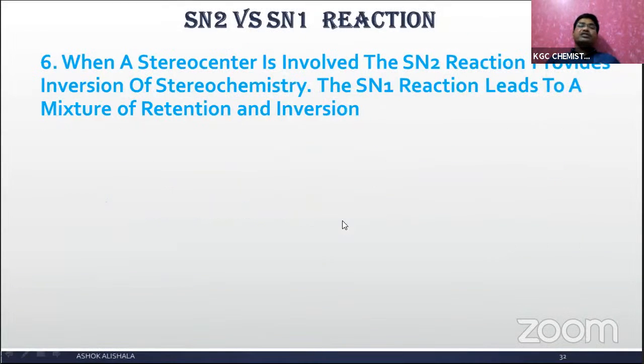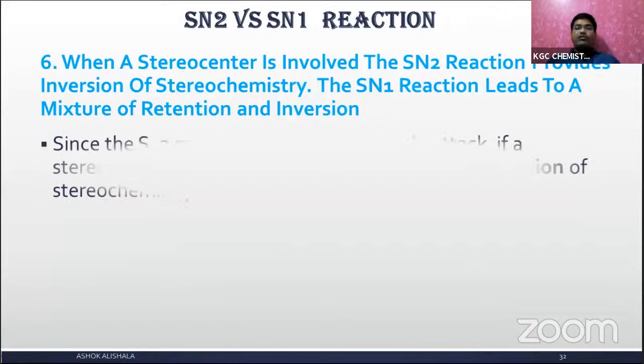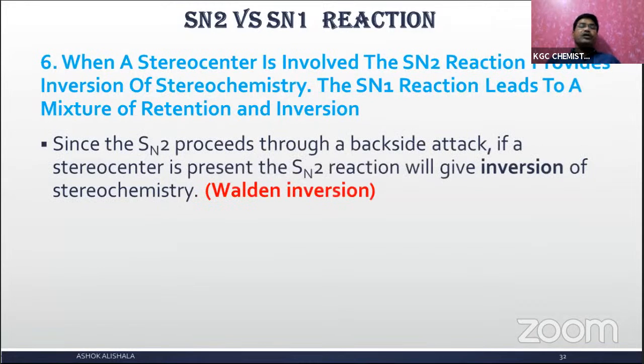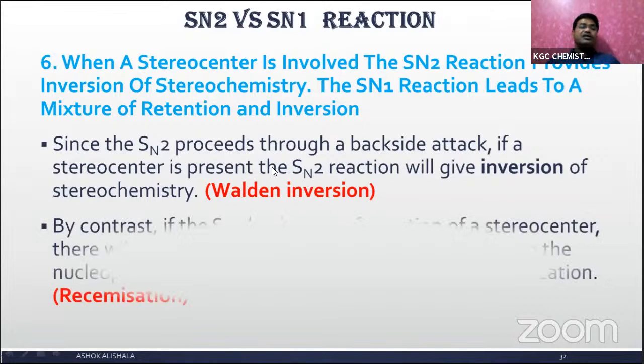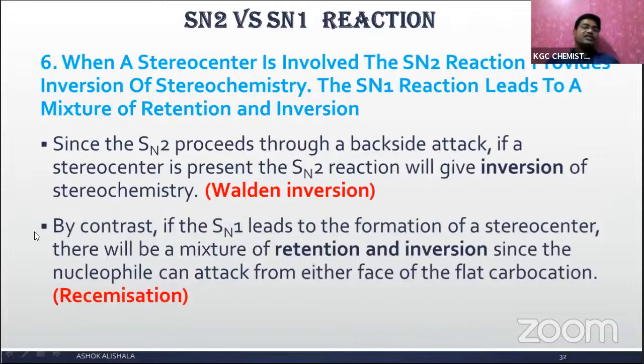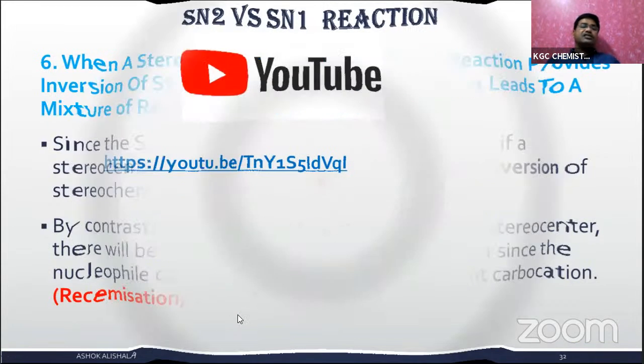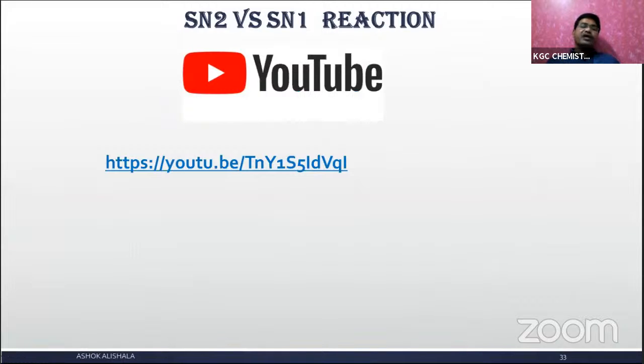When a stereoisomer is involved, SN2 reaction provides inversion; in SN2 you see this Walden inversion takes place. In the case of SN1, racemization takes place. See, this is another URL I have provided, and here the animations are given on YouTube. You can search with this URL.